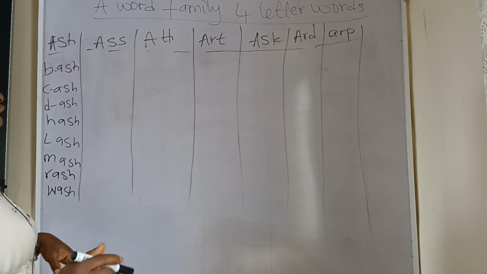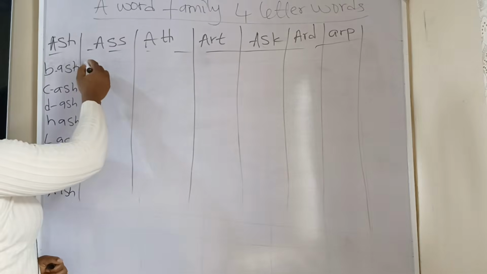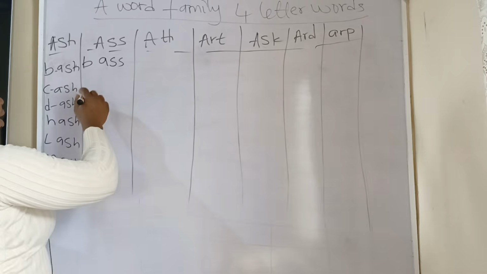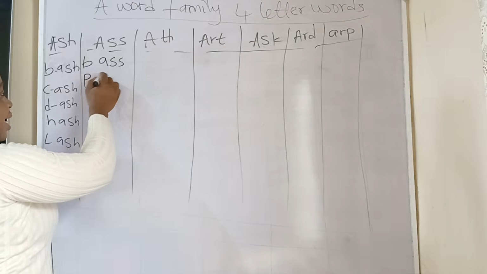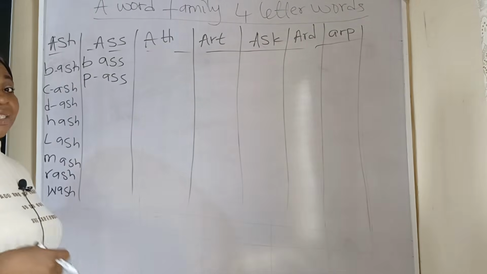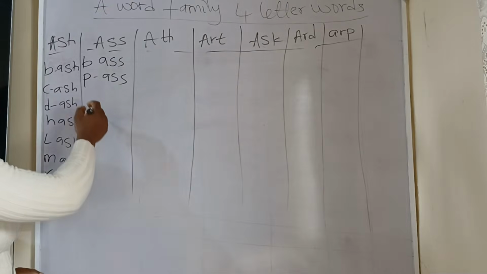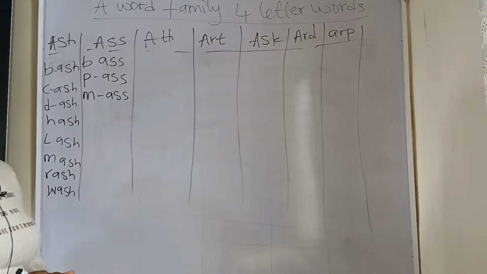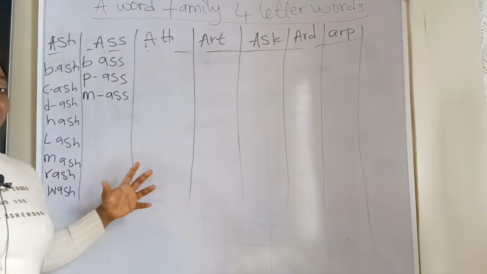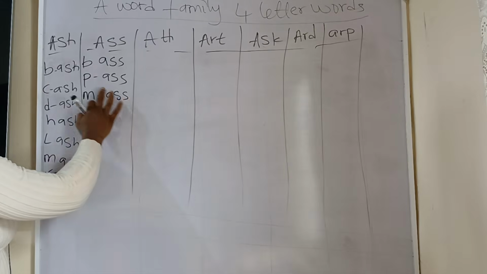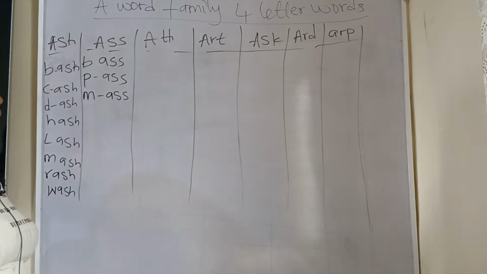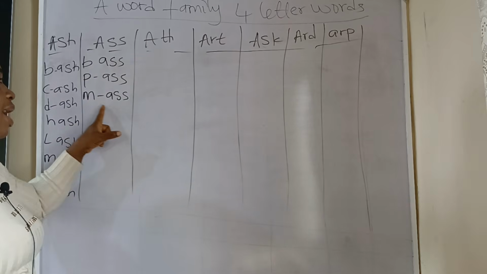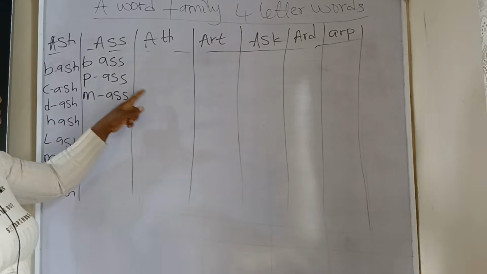Okay, that is wash. All right, now to the as, we can add b, we have bas. Okay, if we add p, that's pass. Okay, we equally add m to this, we're going to have mass. Okay, mass, massive. This is mass, pass, bas. All right, as, bas, pass, and mass.